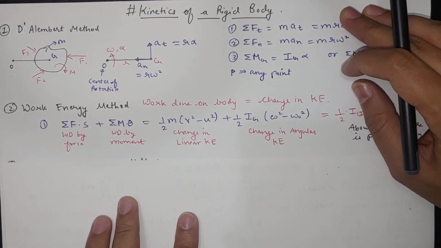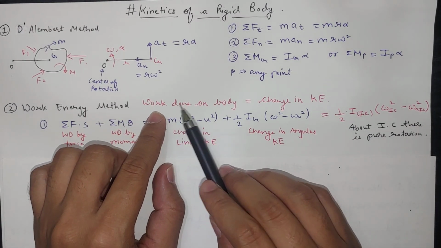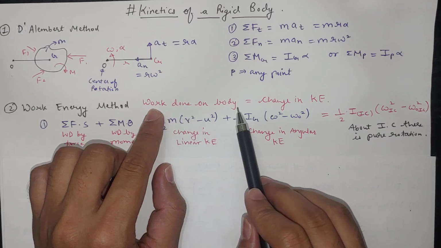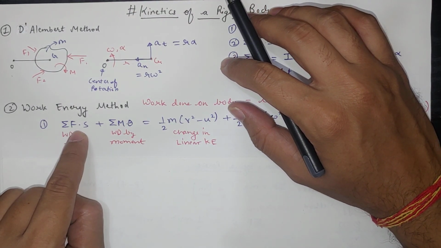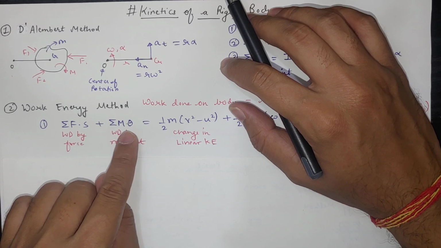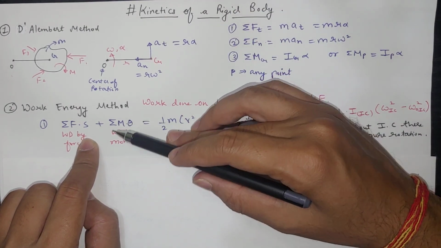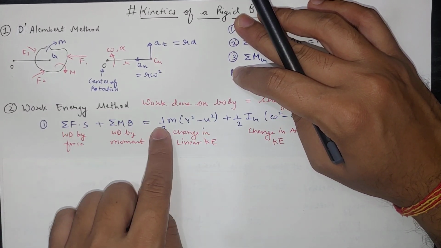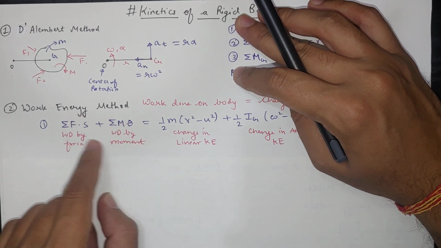The second method is the work energy method. The work done on a body will be equal to the change in kinetic energy of the body. So whatever the work done by the force and moment, we have to take. Here the work done by the force is summation of F dot ds, and the work done by the moment is summation of M dot theta. If there is no moment, we cancel this term. If there is no force, we cancel this term. Likewise this equation will be simplified, and you can use it wherever applicable.